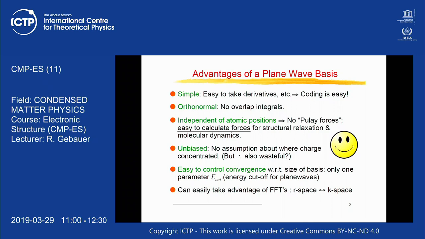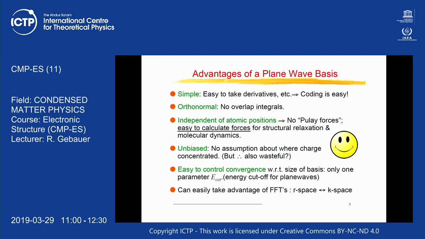Then one of the most important things is that it's completely unbiased. You do not assume that the Kohn-Sham orbitals look like local atomic orbitals. They can look whatever they want, and plane waves will describe any shape of the Kohn-Sham orbitals. But it might be wasteful, because we all know that the Kohn-Sham orbitals and the electronic structure will have something to do with what happens around the atoms and so on. So on one hand, it's unbiased, but this might also be wasteful.